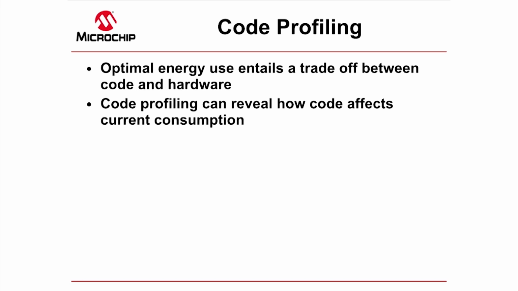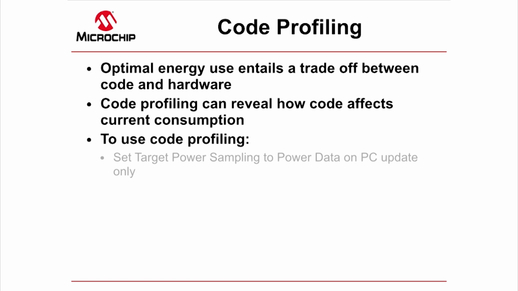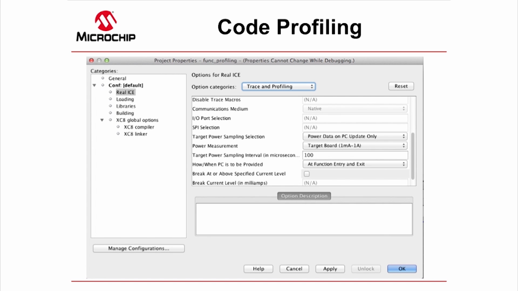By using the MPLAB X IDE's code profiling feature in conjunction with the Power Monitor, you can assess how firmware is affecting the power consumption of a target system. To use the code profiling feature, reopen the Realize category in the Project Properties dialog. Select Trace and Profiling and change the Target Power Sampling selection to Power Data on PC Update Only. When this is selected, the Power Monitor display will be updated only when certain points in your executing program are reached, specifically when the code enters and exits each function.